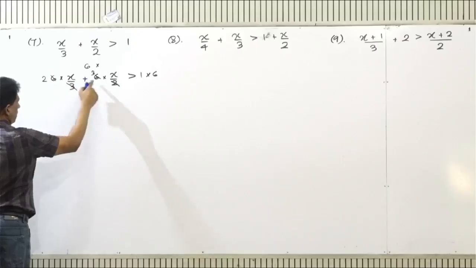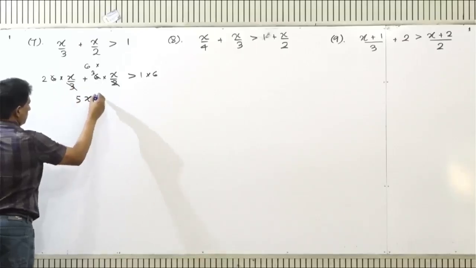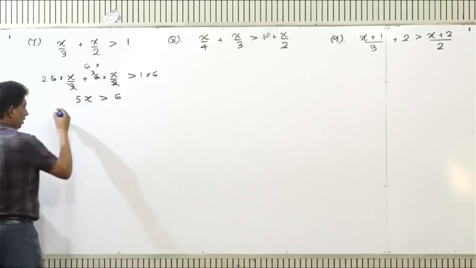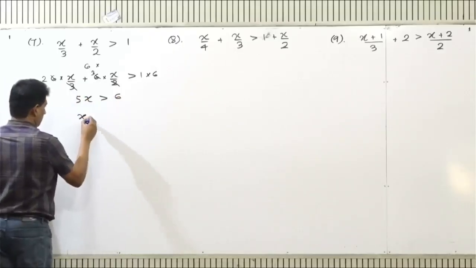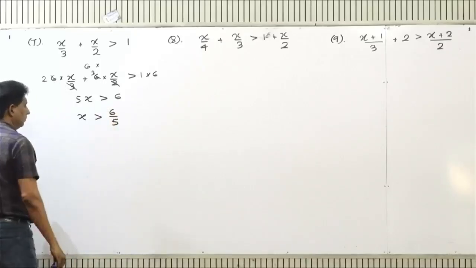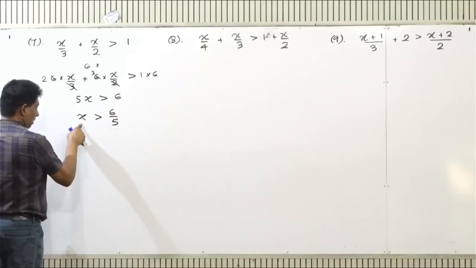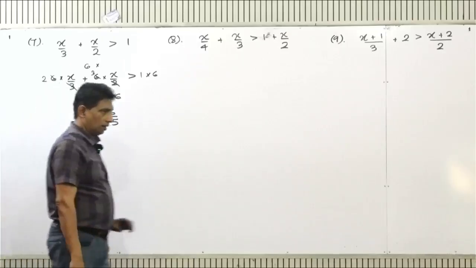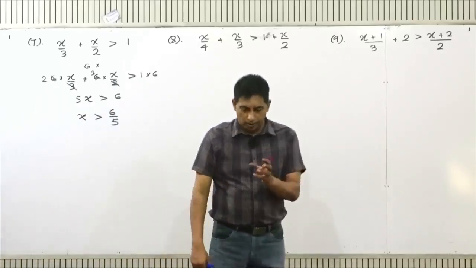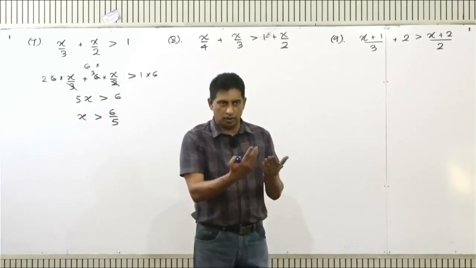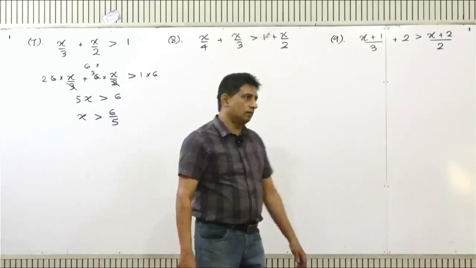Then 2x plus 3x means 5x. 1 into 6 means 6 now. Now we can divide both sides by 5. Then here x, here 6 over 5. Then we have subject x. X can take any value greater than 6 over 5. If x is greater than a value, that means up to positive infinity. Less than, that means up to negative infinity, right?